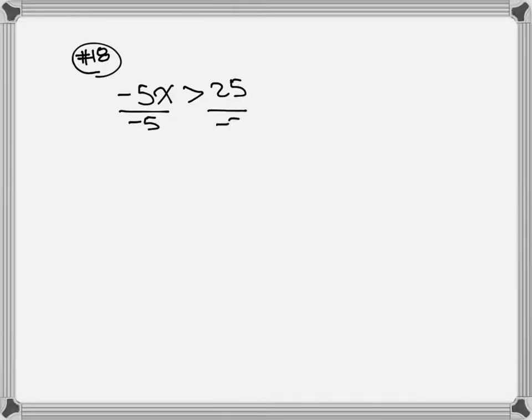Now let's look at number 18. Number 18, we have negative 5x is greater than 25. So here we want to solve for x, so we're going to divide by a negative 5. With inequality, when you divide by a negative number or multiply by a negative number, we're going to switch the sign. See here, we are dividing by a negative number. Okay, so we switch the sign.